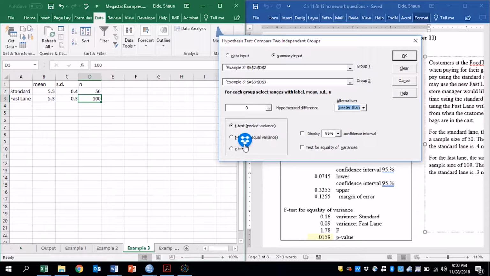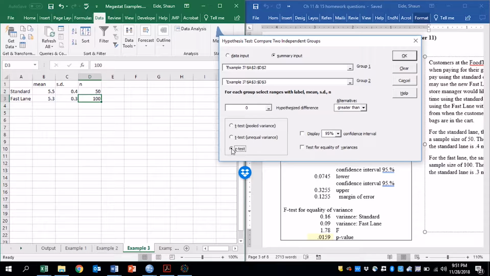Then we've got a choice of whether we're going to do a t-test for pooled, a t-test for unequal, or a z-test, and we're going to do a z-test. The reason why we're going to do a z-test is because the sample that we're working with is very large. It's a sample of 150.